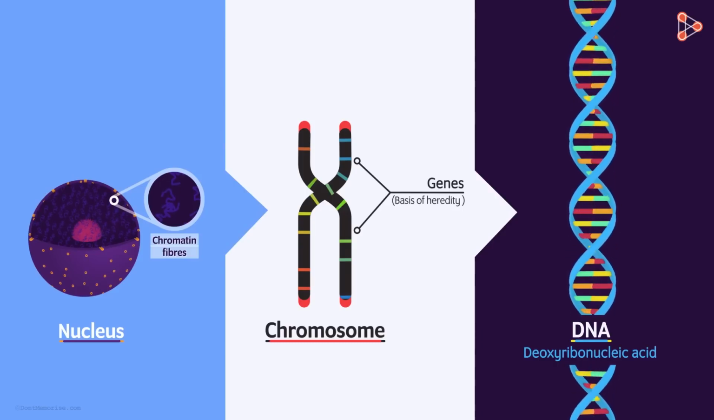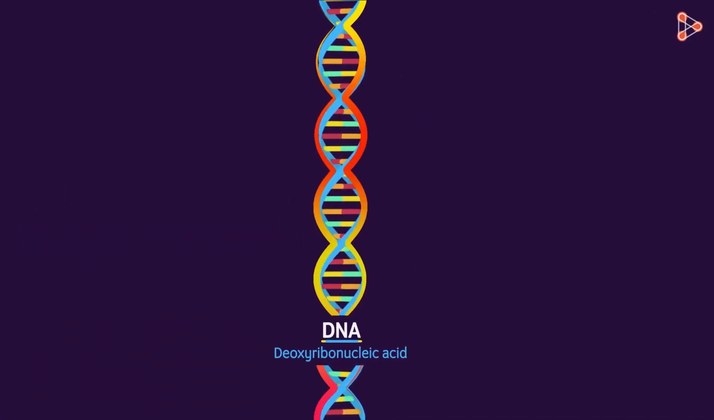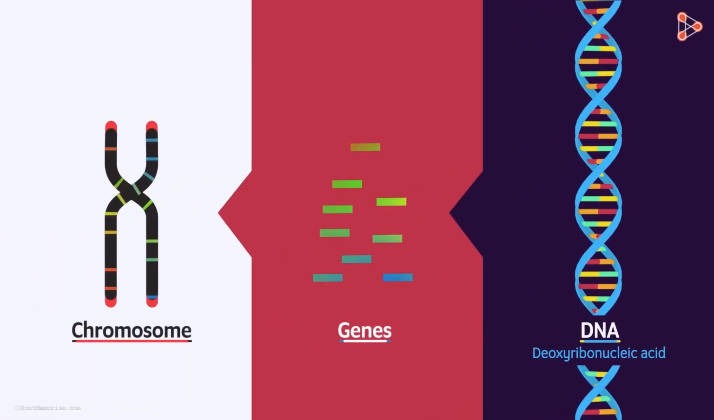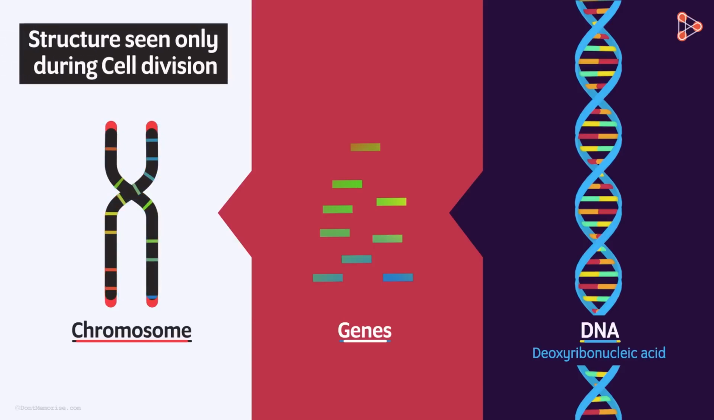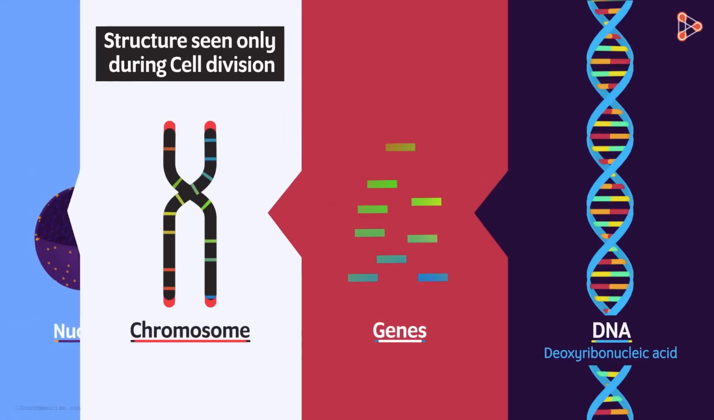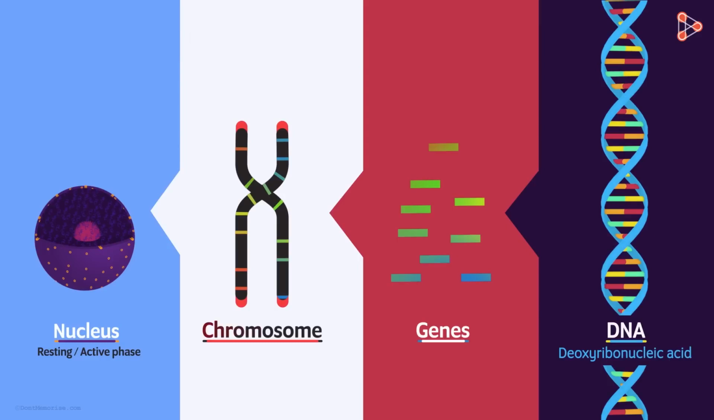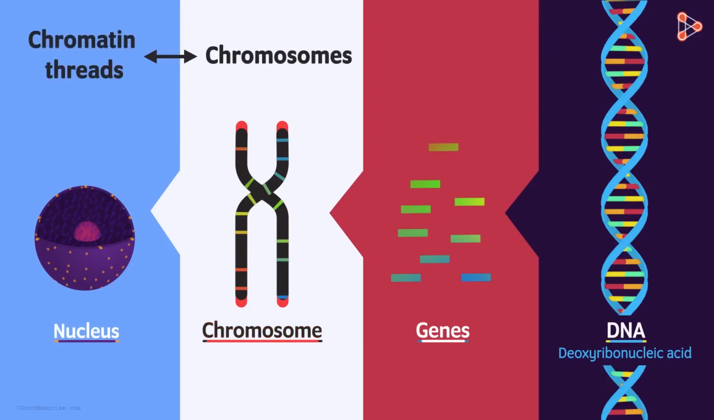So now if we go in the reverse manner, then we have DNA molecules forming functional segments called genes. Many such genes come together to form the chromosomes. However, the compact chromosomal structure exists only when the cell is about to divide. So usually, when the cell is in the resting or the active phase apart from cell division, the chromosomes exist as tangled threads called chromatin. In other words, chromosomes and chromatin are the same thing. The genetic material is locked in the form of these chromatin threads present in the nucleus.